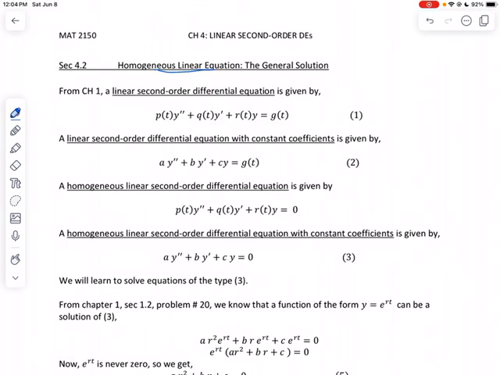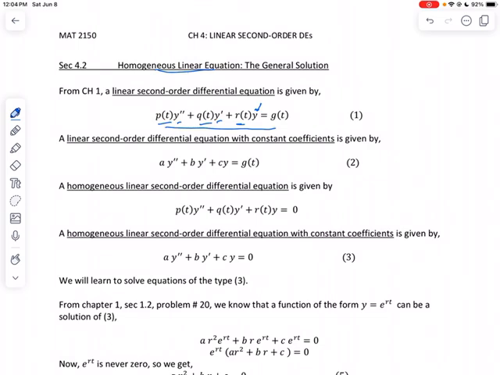Now recall from chapter 1 that a second order linear differential equation can be written like this. So these are the coefficients of the dependent variable y, whose solution we are seeking, and of the derivatives of y, first derivative and second derivative, and these p(t), q(t), r(t) and g(t) are functions of the independent variable t.